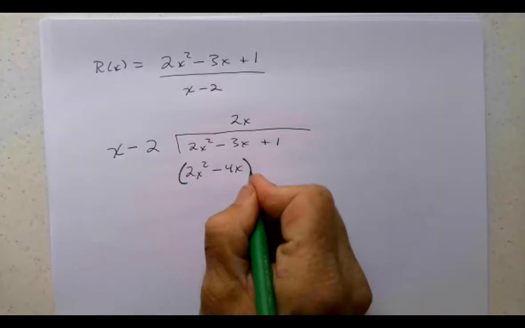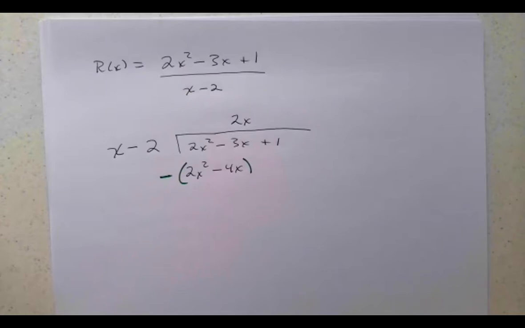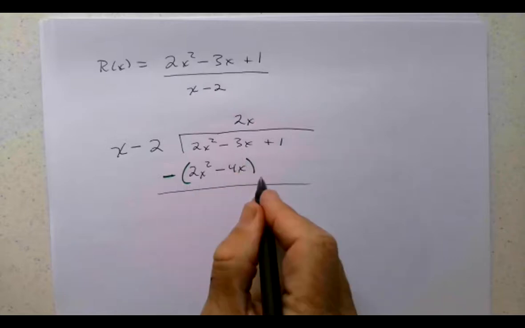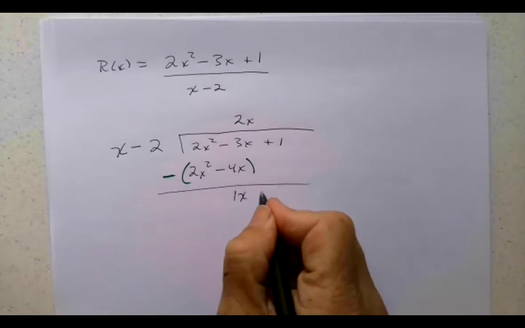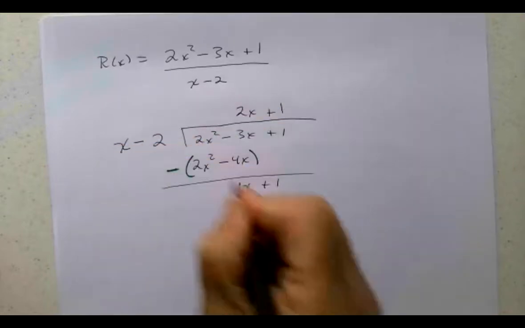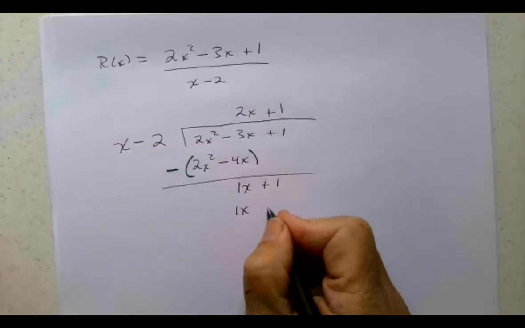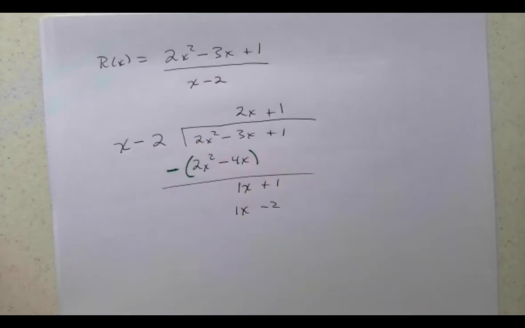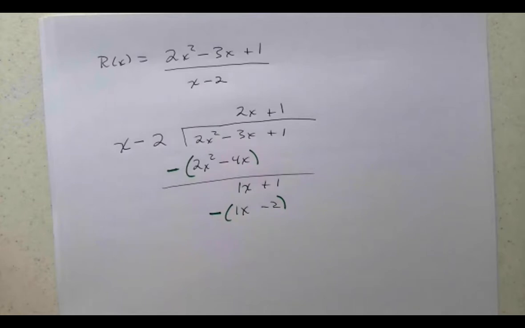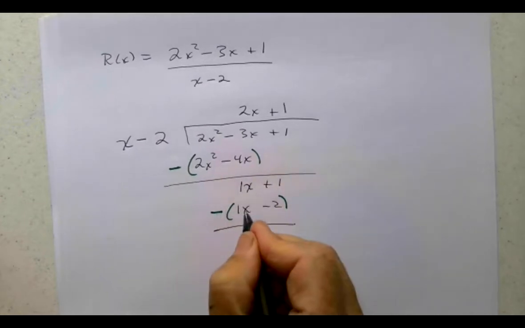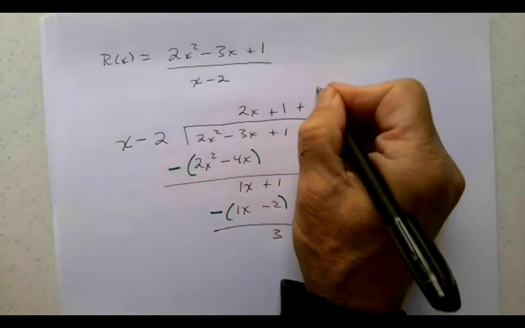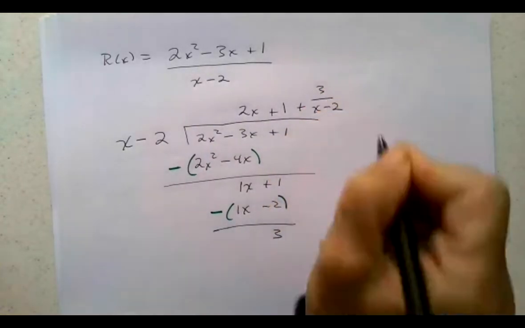Be careful, this is where people make mistakes. 2x squared minus 2x squared is 0. Negative 3x minus negative 4x is negative 3x plus 4x, which is just 1x. Plus 1. 1x divided by 1x is 1. 1 times x is 1x. 1 times negative 2 is negative 2, and subtract. And what do we get? 1x minus 1x is 0. 1 minus negative 2 is 1 plus 2 is 3. So you add the remainder, 3 over x minus 2.